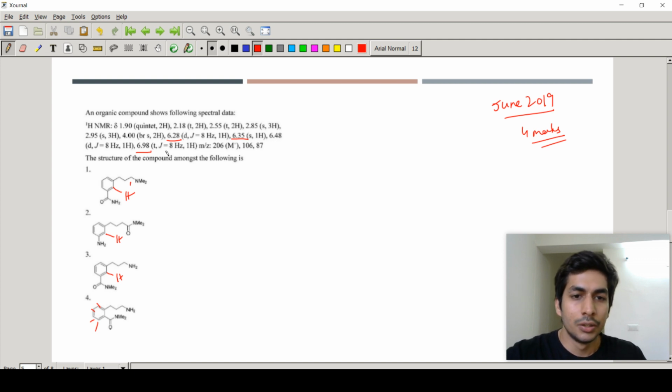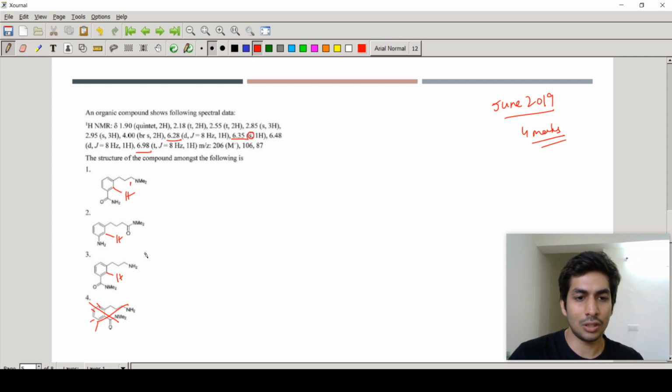All right. So you see that in the aromatic region, we do have a singlet. Here we have a singlet. So that means immediately you can cancel out option number 4, because you will not observe any singlet in option number 4. Now among the first, second and third options, there's not a big structural difference.